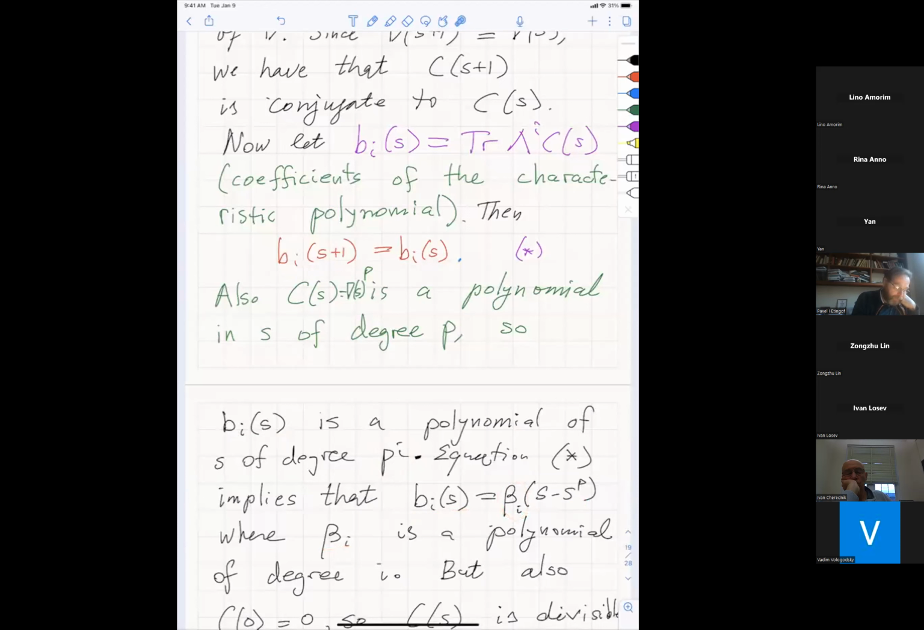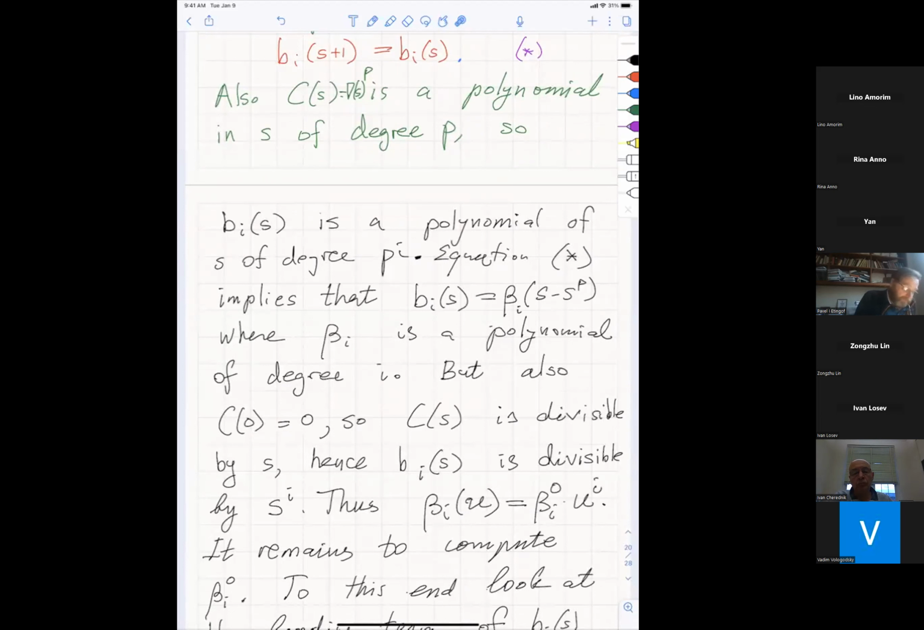And this beta i is already a polynomial of lower degree. It's a polynomial of degree i. Another thing I know is that when S equals 0, my connection is trivial, so its p-curvature is 0. And this means that the matrix C of S is divisible by S. All elements of this matrix are divisible by S, and this means that the minors bi of S, the sum of minors of size i, is divisible by S to the i. So we have a polynomial of degree i applied to S minus S to the p, and this is divisible by S to the i. That can only happen if this polynomial is a single monomial, which is U to the i times some constant, beta i0. So we pinpointed this polynomial up to a constant. It is just U to the i.